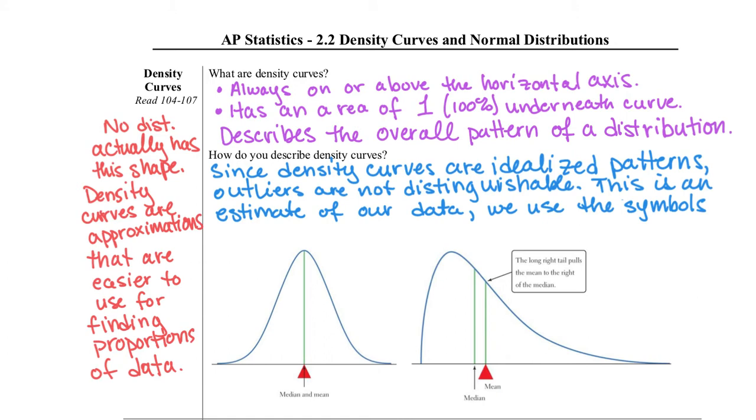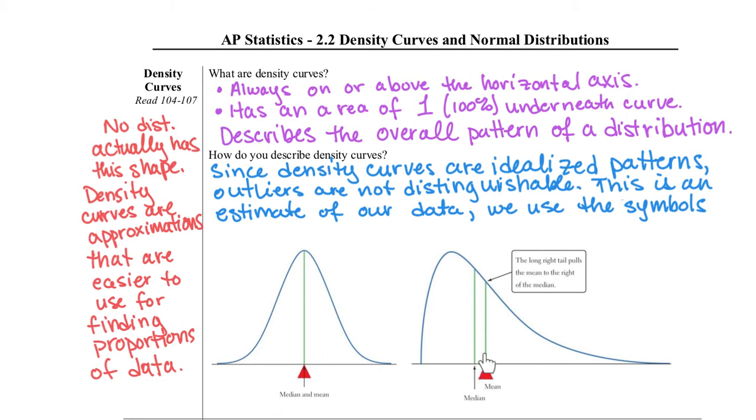All right, first, in describing our density curves, since density curves are idealized patterns, outliers are not going to be distinguishable. So for example, this curve here might have some outliers out here, but since it's just a blended description of our curve, we really can't tell if there are any outliers or not. So you do not need to mention outliers. You still do need to describe the center, so you need to approximate the center.